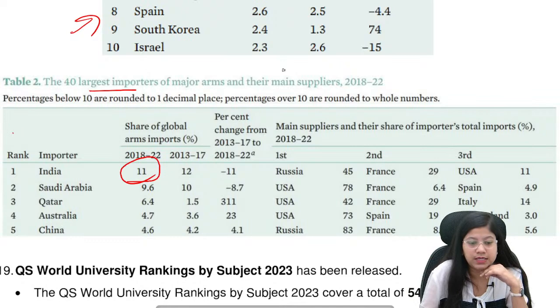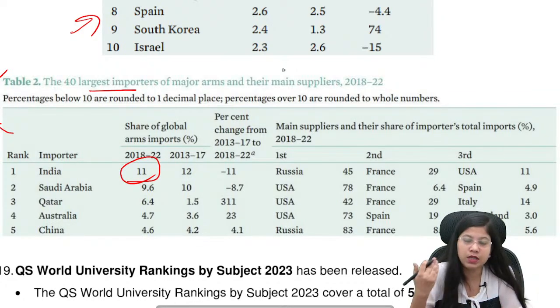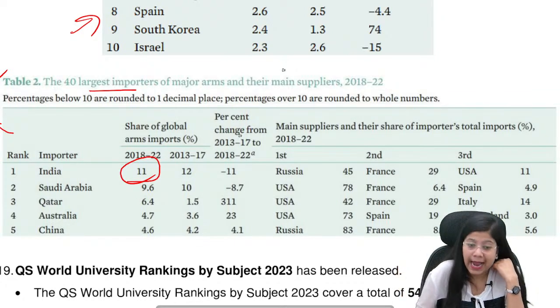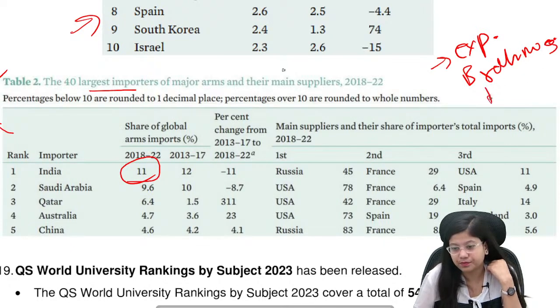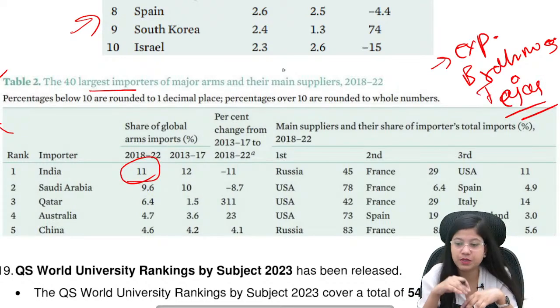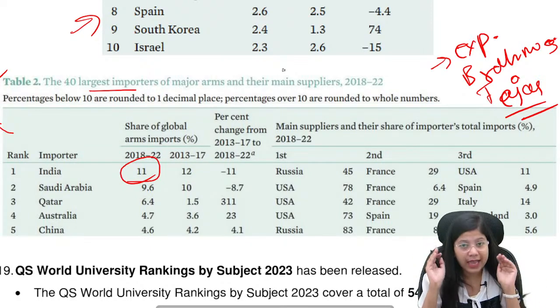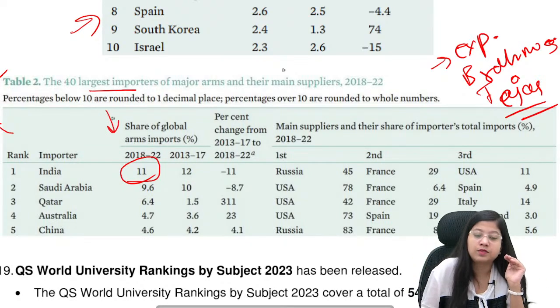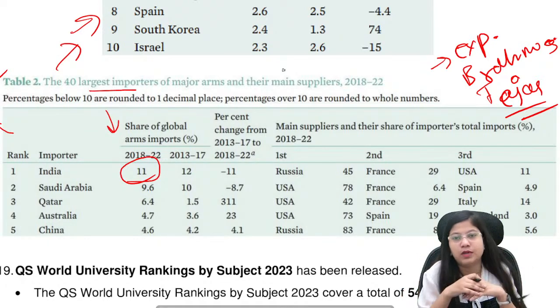Now we can clearly see that with initiatives like iDEX, we are trying to create our own defense products. And we are also exporting defense products, be it the BrahMos, be it the Tejas, be it other kinds of ammunition and weapons. We are working on them and exporting them to other countries. Soon we can reduce our arms imports and be listed among the exporters, which will be a very good thing for our economy.